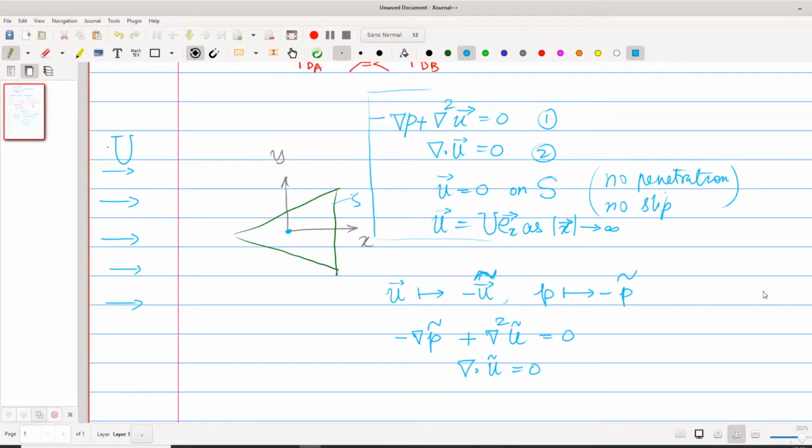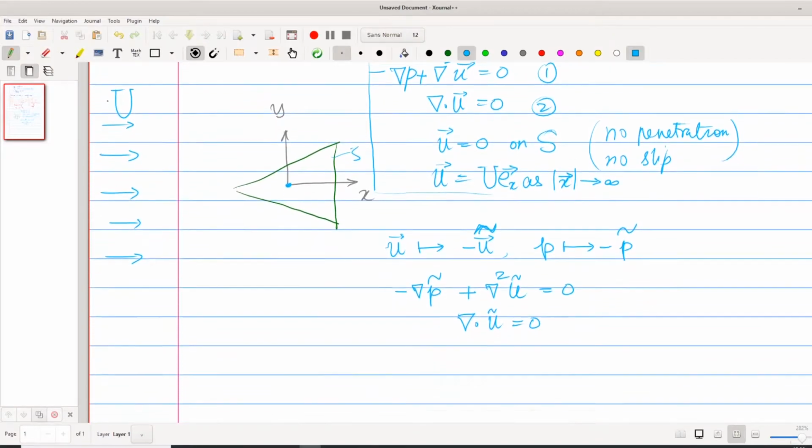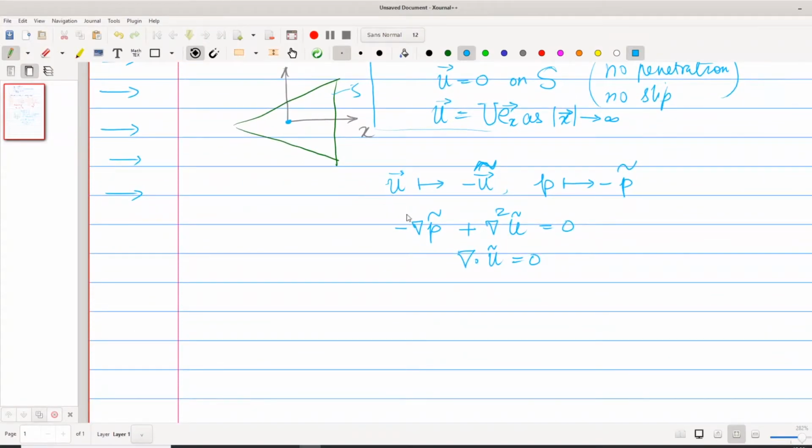Okay. So let us try to draw what this actually represents. Let us write down the boundary conditions also. u tilde is 0 on the surface, while u tilde will become minus U e_x. Right.